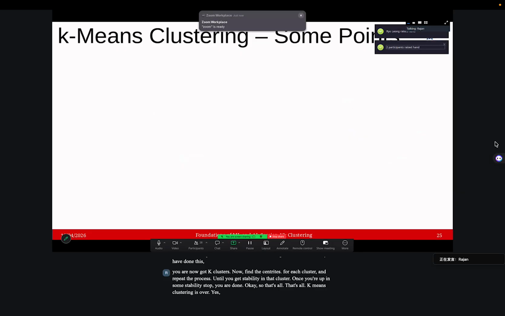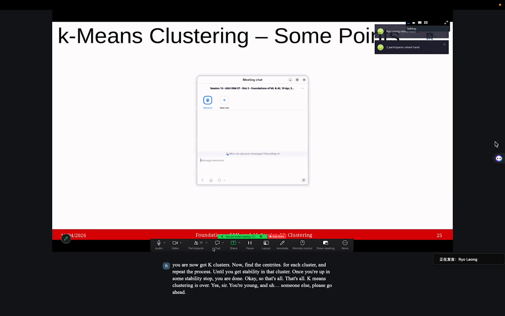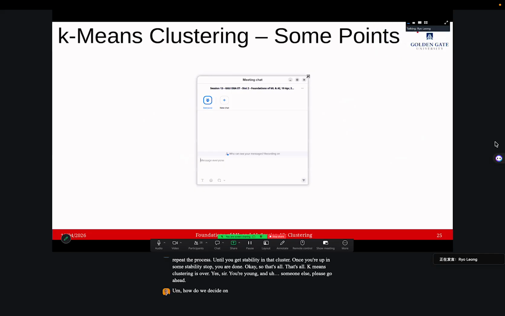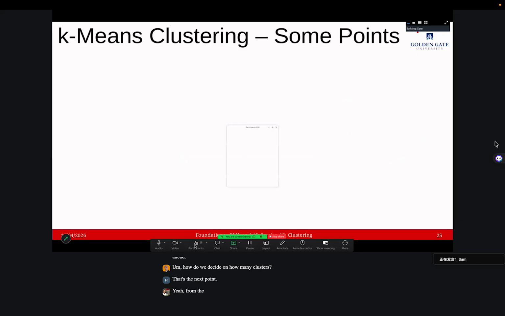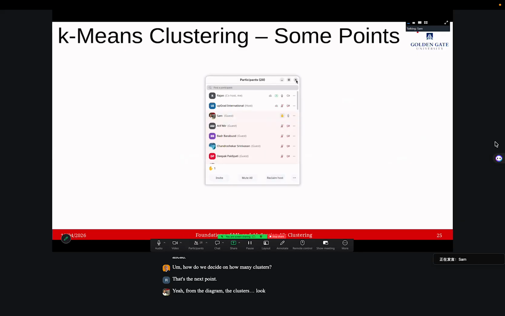Yes, Rio Leong and someone else, please go ahead. How do we decide on how many clusters? That's the next point. Thank you. Yeah, from the diagram, the clusters look like circles.